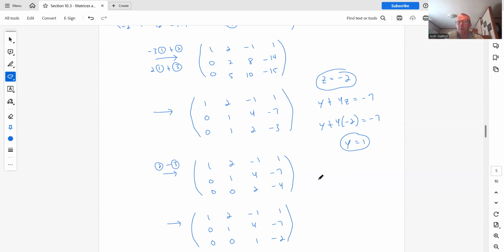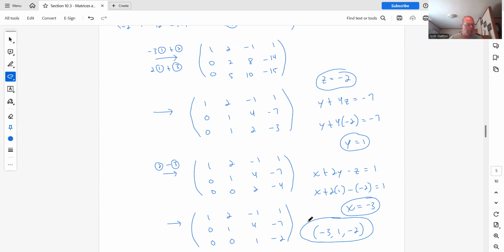And then back substitute both of those into the first row. So x plus 2y minus z equals 1. So x plus 2 times 1 minus -2 equals 1. So we have 2 plus 2, 4, and then 1, bring it over, so 1 minus 4, so x is -3. So our ordered triple is -3, 1, -2. And that would be our solution. Okay, so we'll stop here and then we'll work on more examples in the next one.